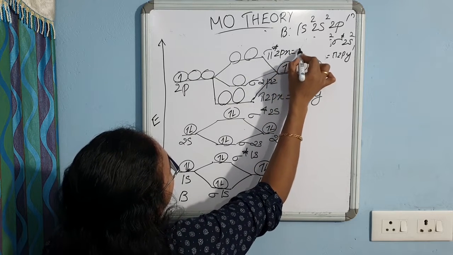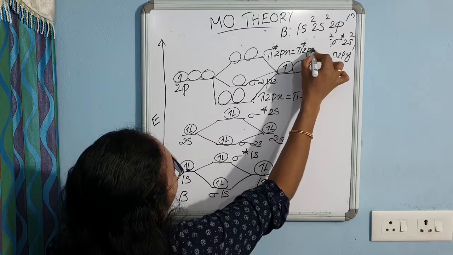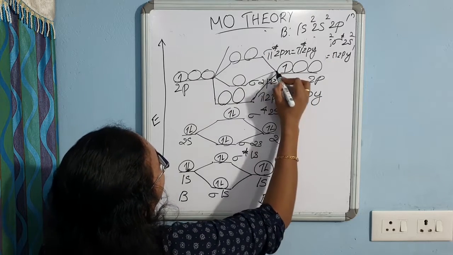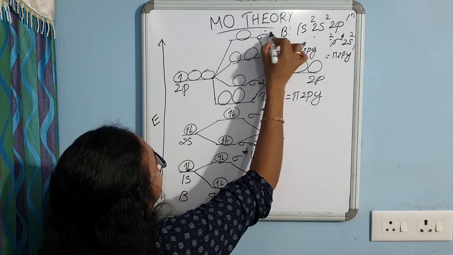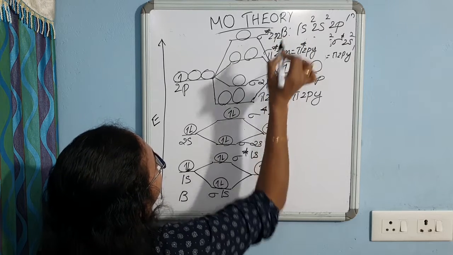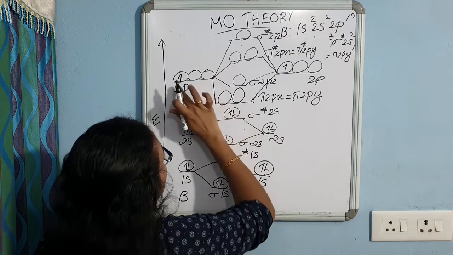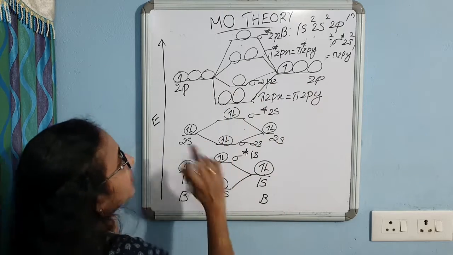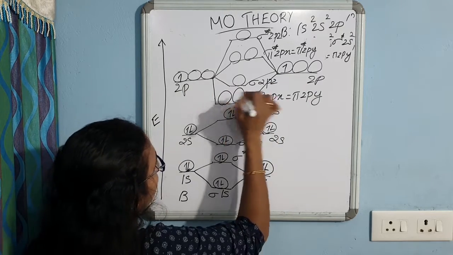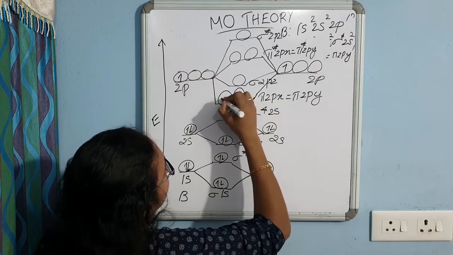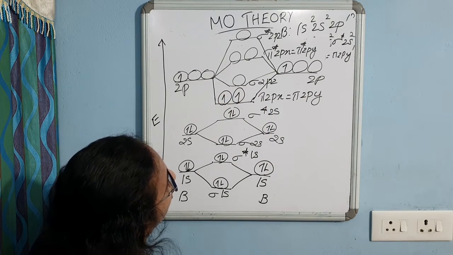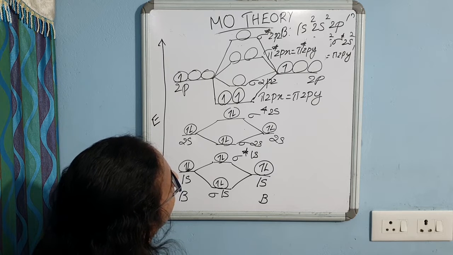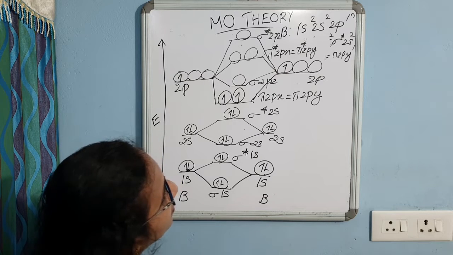Pi star 2px equals pi star 2py. And last, we have sigma star 2pz. Since we have 1 electron each from each of the 2p atomic orbitals, the MO configuration is pi 2px1 equal to pi 2py1.